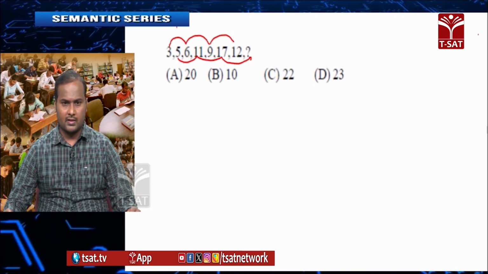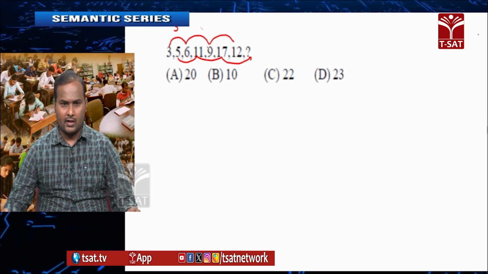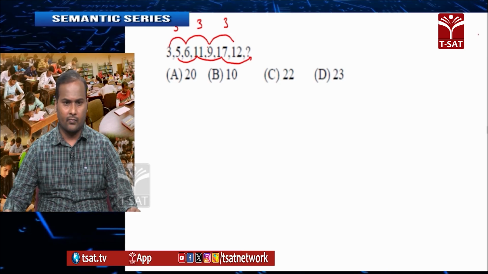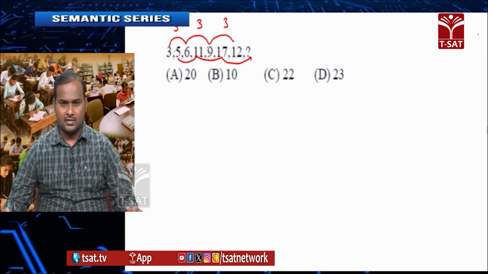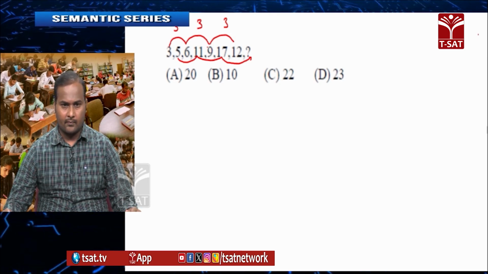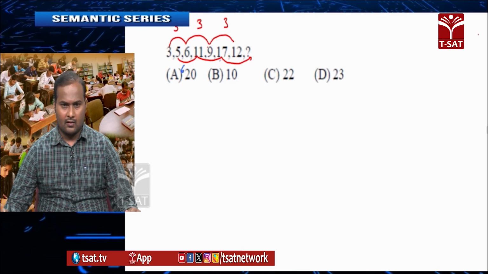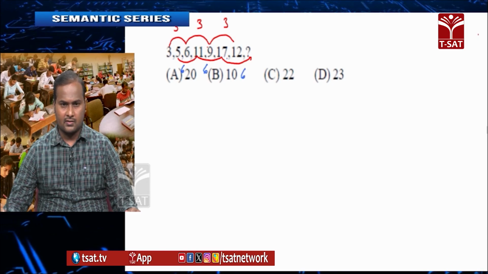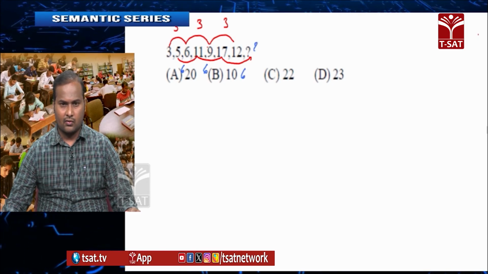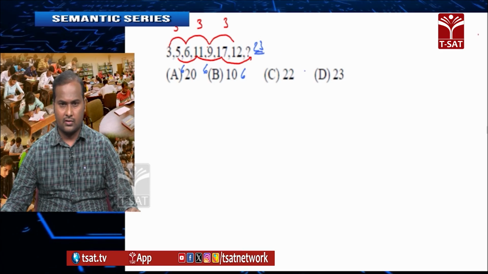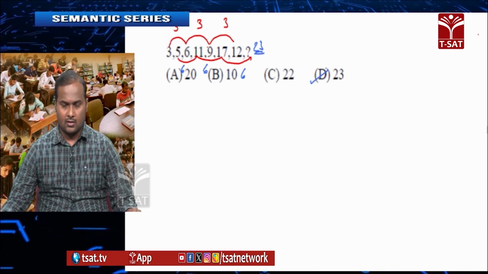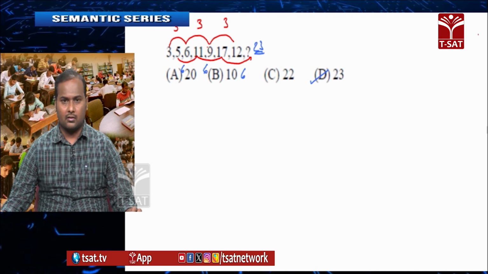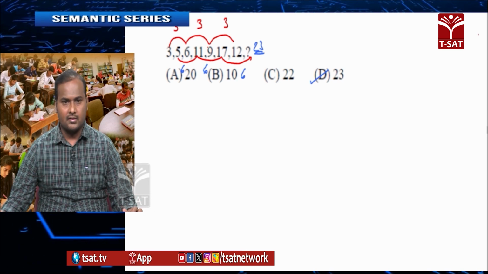Here see, 3 to 6 increasing by 3, 6 to 9 here also increasing by 3, 9 to 12 here also it is increased by 3. And you see the next series, 5 to 11 increasing by 6, 11 to 17 here also it is increased by 6, and again it has to increase by 6. So 17 plus 6, your answer is 23. So D is the answer. Whenever we are unable to find the answer by taking the difference, keep in mind this question may be a mixed series as well.